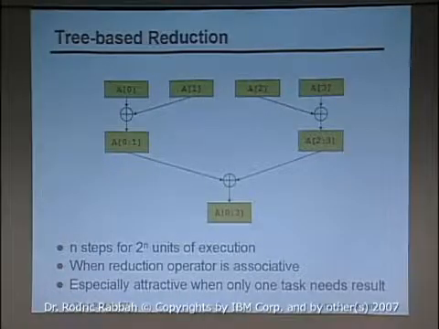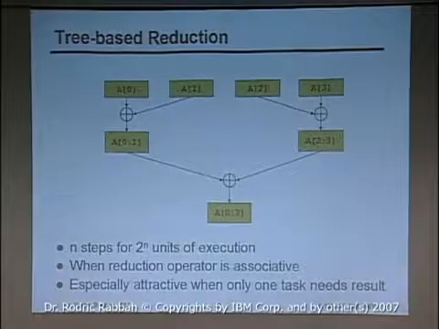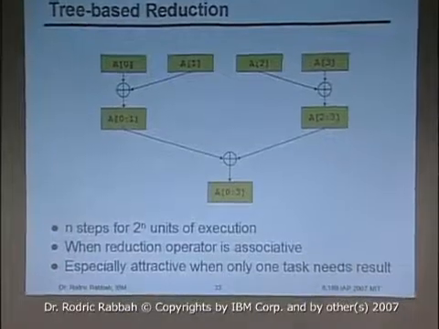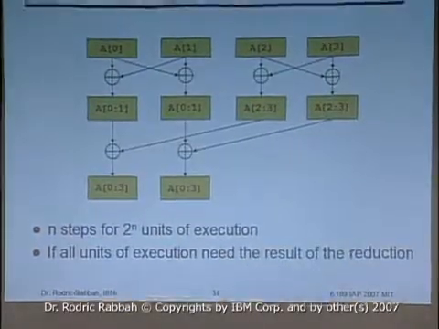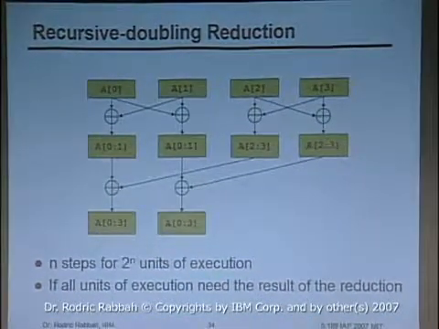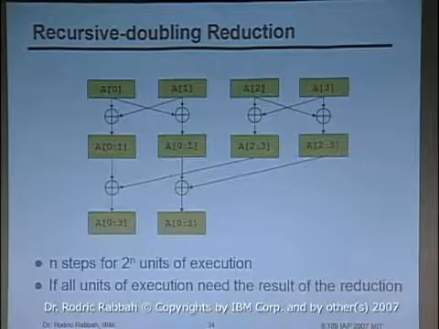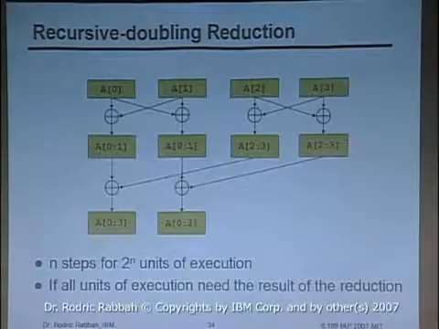So this is particularly attractive when only one task needs the result. In the MPI program, when we're doing the integration to calculate pi, one processor needs to print out that value of pi. But if you have a computation where more than one process actually needs the result of the reduction, there's a better alternative to the tree-based reduction followed by a broadcast.